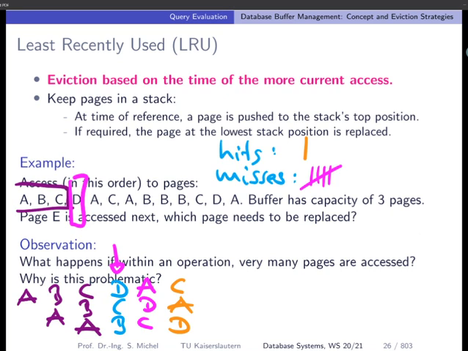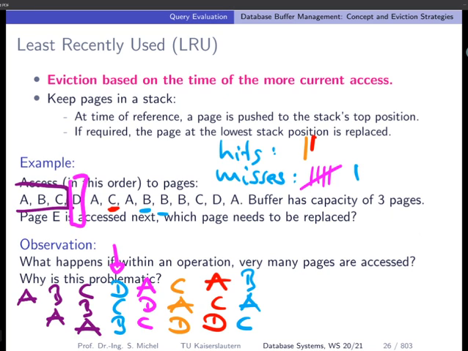So next we're accessing A, also a hit. So then we have A, C, and D. Then we're accessing B. B is not in the cache, so we have a miss at this point. And we have B, A, C.